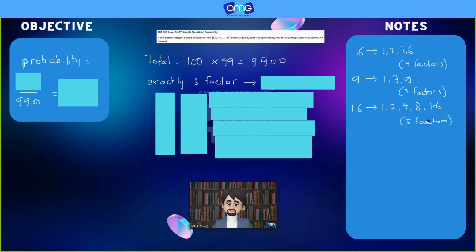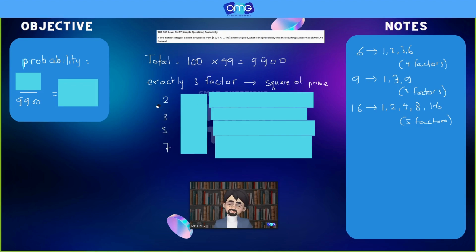Most numbers have an even number of factors. However, only square numbers have an odd number of factors, which is 3, 5, 7, or something. To make it exactly 3 factors, we can say that it's only the square of a prime number. The primes are 2, 3, 5, 7, and if we square them, we get 4, 9, 25, 49. So this is the result that we want to get exactly 3 factors.